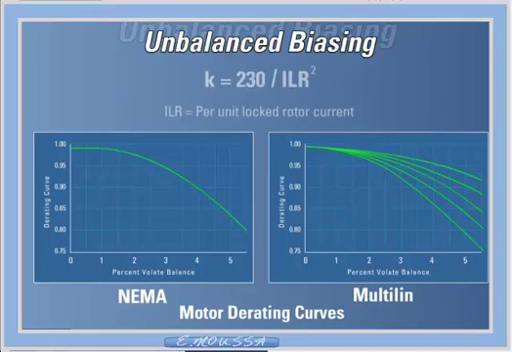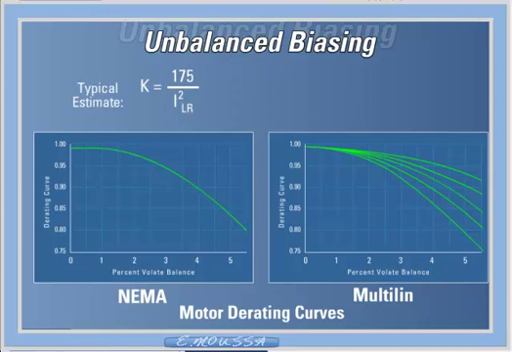K may be calculated conservatively as K equals 230 divided by ILR squared, where ILR is the per unit locked rotor current. For a typical estimate, K equals 175 divided by I locked motor per unit current squared. For a conservative estimate, K equals 230 divided by I locked motor per unit current squared. Note for synchronous motors, use a K factor of 8.